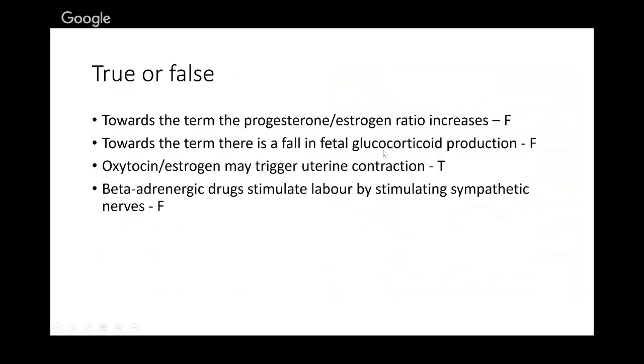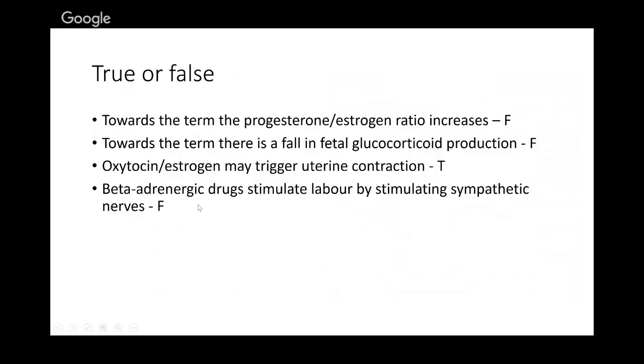Remember, the fetal glucocorticoid is just another word for cortisol surge. So towards the end of pregnancy, you have a cortisol surge. That happens, and it's important as well. So it's not a fall, it's an increase. Oxytocin or estrogen may trigger uterine contraction because we just talked about the Ferguson reflex, as well as estrogen being a contraction inducer. They can be used to induce labor.